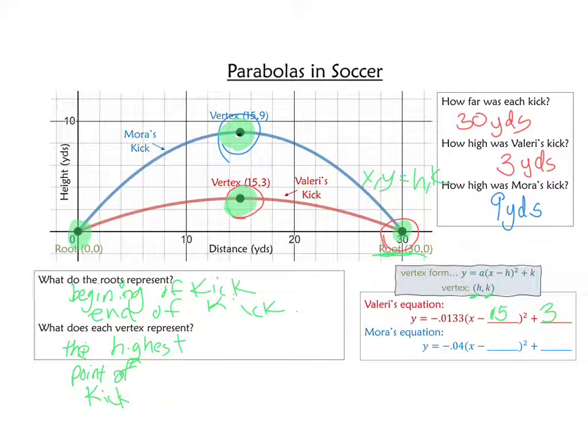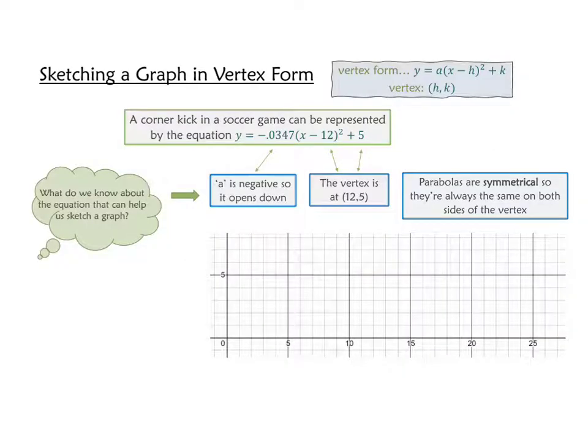Mr. Mora, he got a little higher, but it was just as far. His vertex was (15, 9). Sketching a graph in the vertex form.